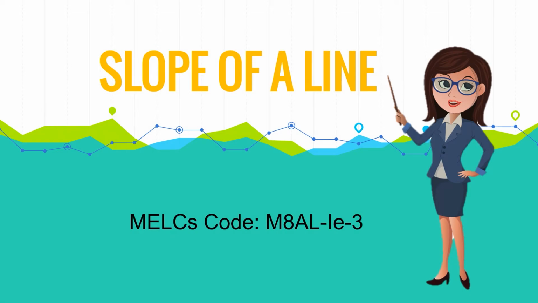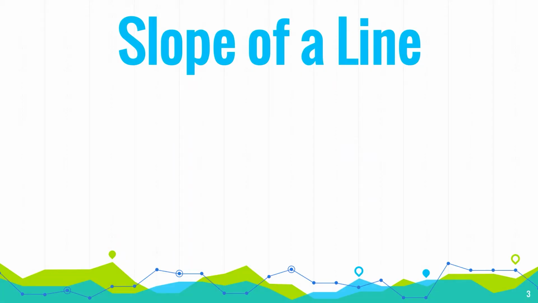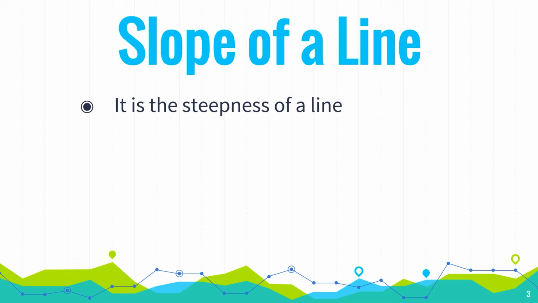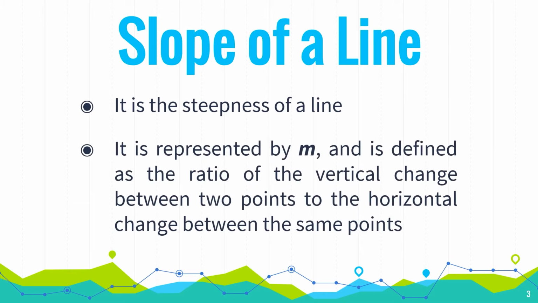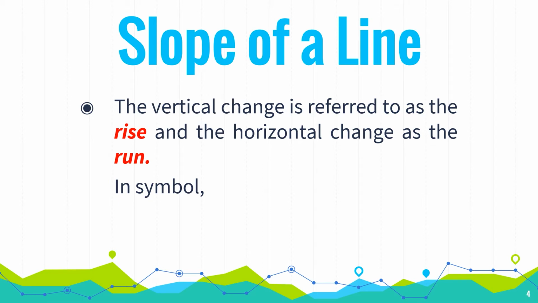Today's topic is all about the slope of a line. When we say slope of a line, it is the steepness of a line. It is represented by m and is defined as the ratio of the vertical change between 2 points to the horizontal change between the same points. The vertical change is referred to as the rise and the horizontal change as the run. In symbol, we have m is equal to rise over run.